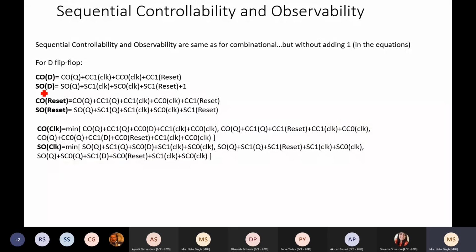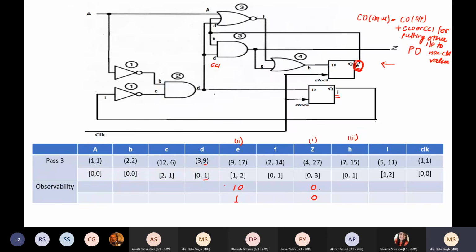Okay. Sequential observability, almost the same formula. Sequential observability of the output plus the clock edge plus reset and an additional 1. So we use these formulas for CO and SO of the input of D flip-flop, that is H. So how will be the observability of H? Observability of E, which is 10.